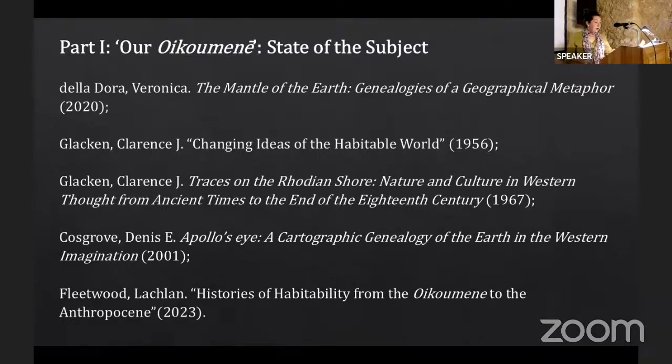It is this "our" and "ours" and "we" that is coupled with the concepts of habitability and uninhabitability, and that has helped form what Lachlan Fleetwood recently dubbed genealogies of imperial definitions of habitability. So not only do empires make this claim, but they also have genealogical connection.